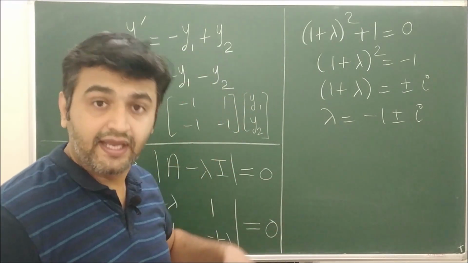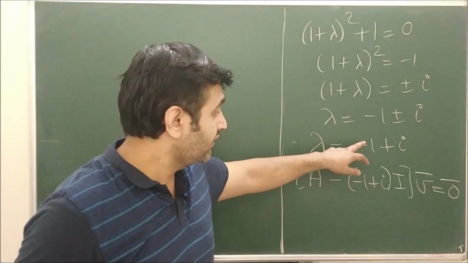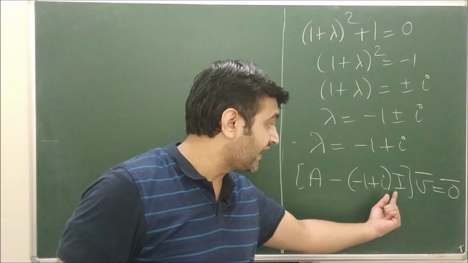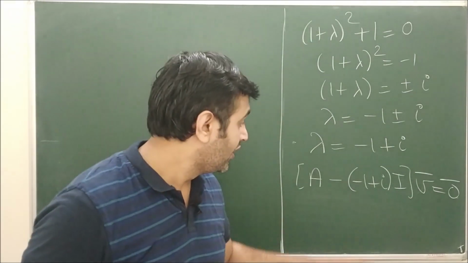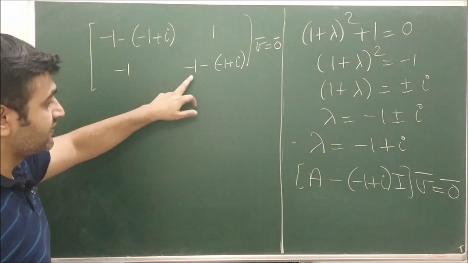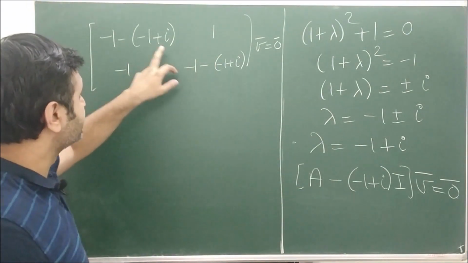So let's try to find the eigenvectors. How do you find the eigenvector? If I want to find the eigenvector for this lambda, you solve the system A minus lambda I times v bar equal to 0 bar. Now what is A minus lambda I? Your A was minus 1, 1, minus 1, minus 1, and then you are doing minus lambda I. So this is what I have.